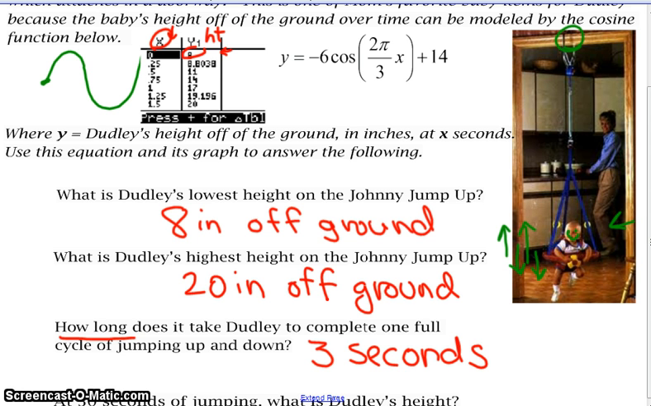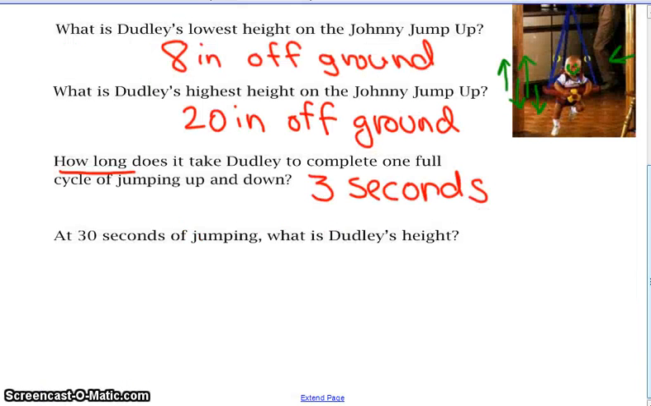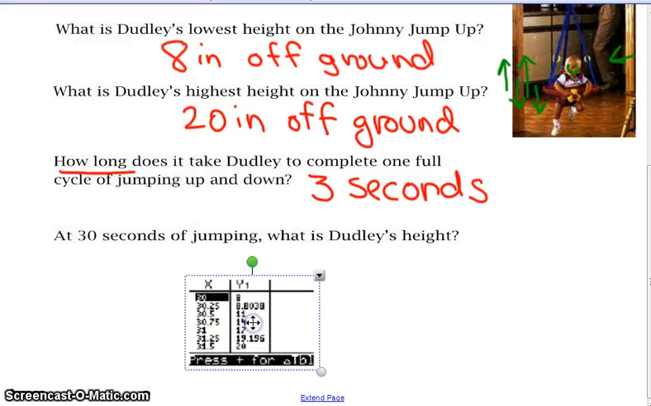Next question says, if he's jumping for 30 seconds, at exactly 30 seconds, where's his height? How can I do that quicker than scrolling? I can go table set and say, hey, I want to know what's going on at 30 seconds. Hit table, and there it is. At 30 seconds, he's at one of his low points. At 30 seconds, he's at 8 inches off of the ground.